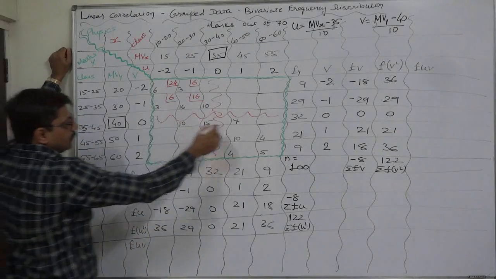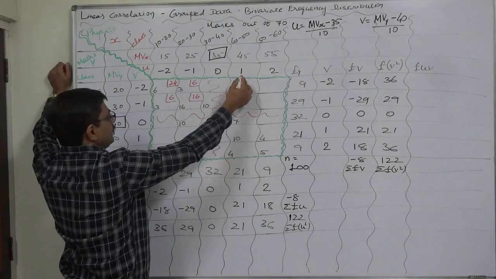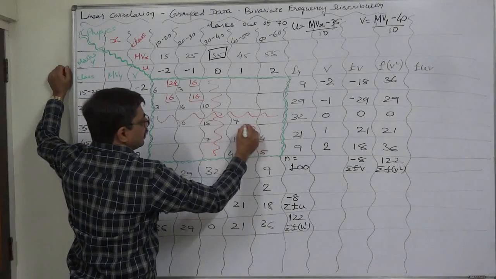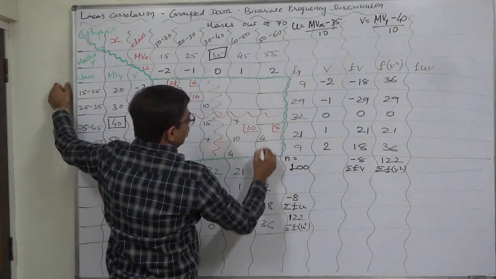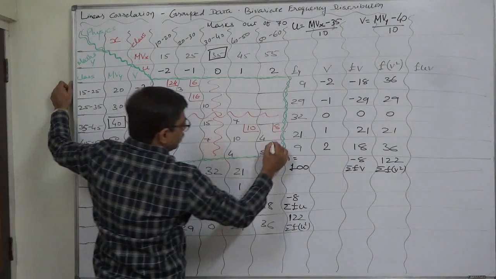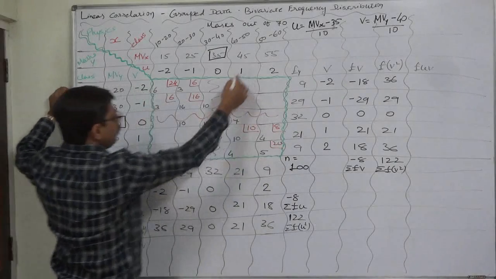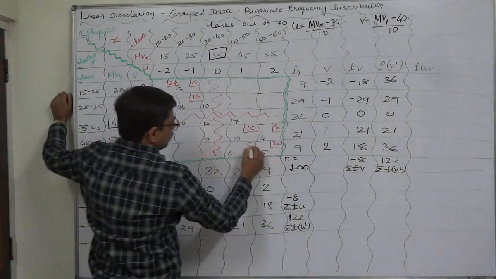Now here, 10 into 1, 10. 4 into 2, 8 into 1, 8. 5 into 2, 10 into 2, 20. 4 into 1, 4 into 2, 8.